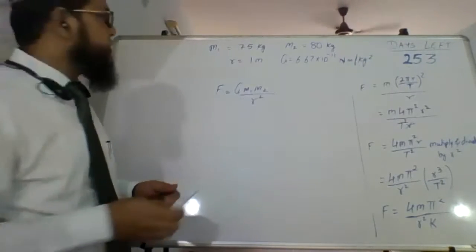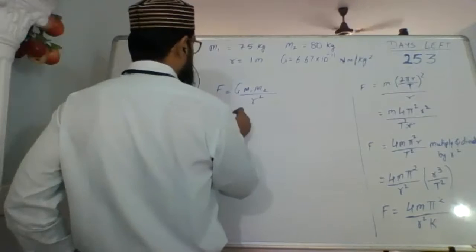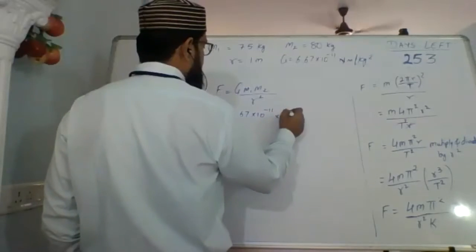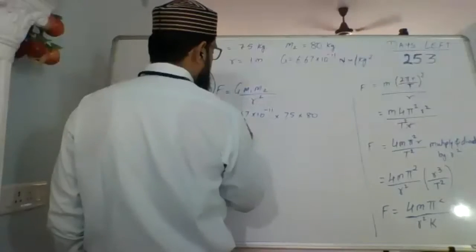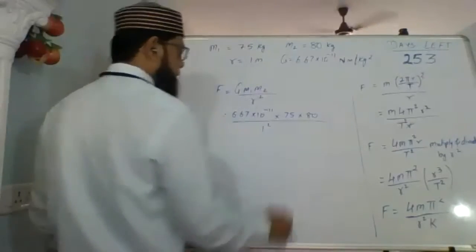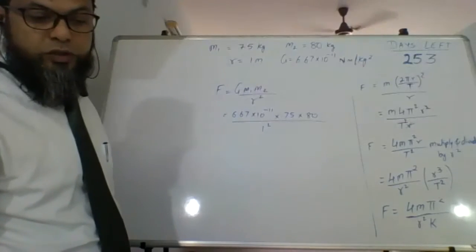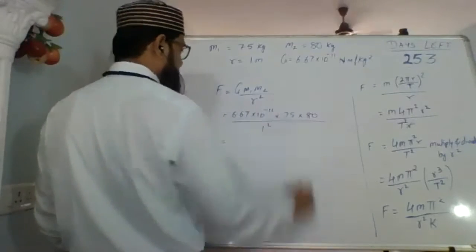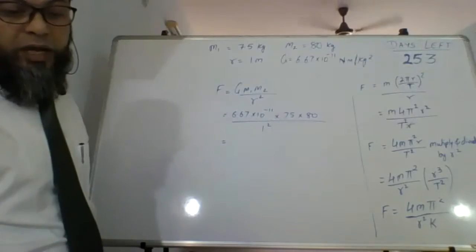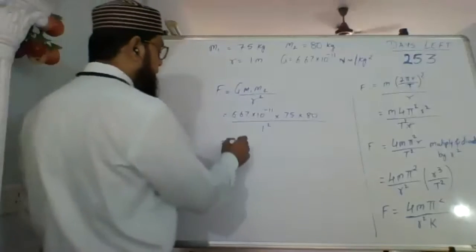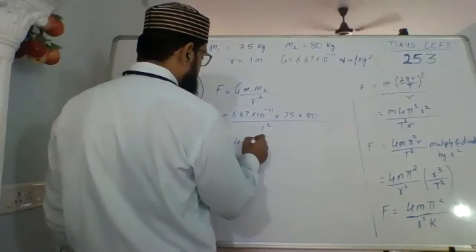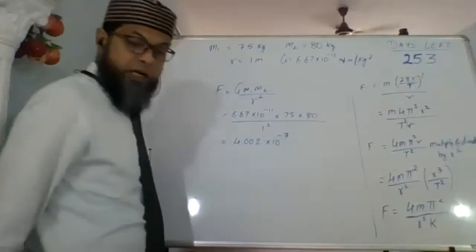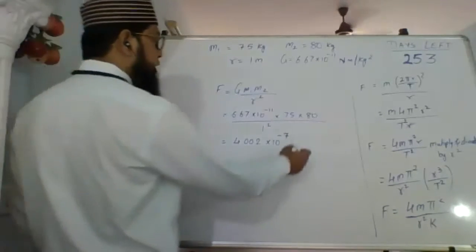Just substitute the values. So this will be 6.67 into 10 raised to minus 11 into 75 into 80 upon 1 square. Now 1 square is going to remain as 1 only, so that's not going to matter much. Okay, this multiplication 6.67 into 10 raised to minus 11 into 75 into 80 gives me 4.002 into 10 raised to minus 7 Newton.